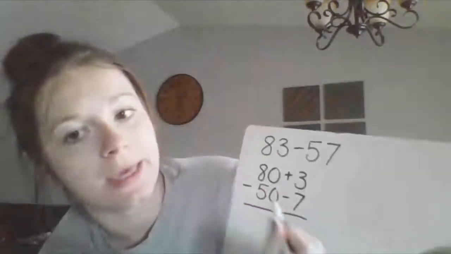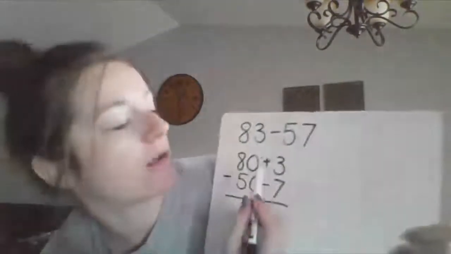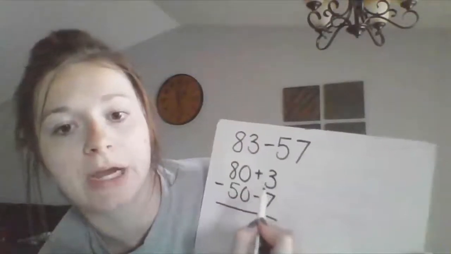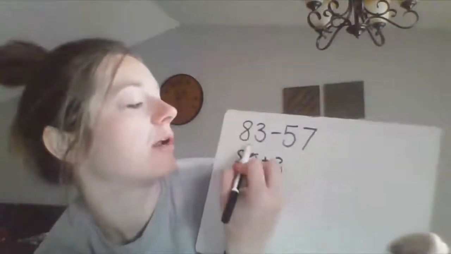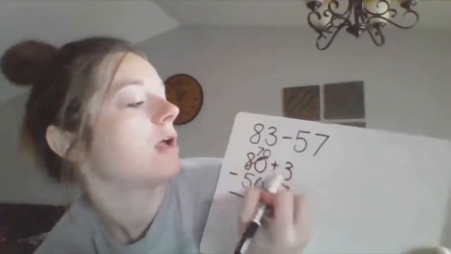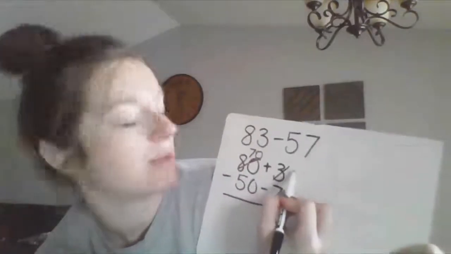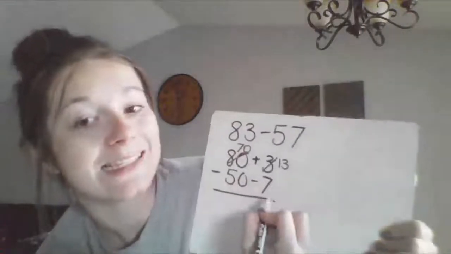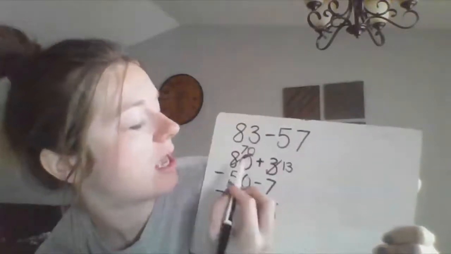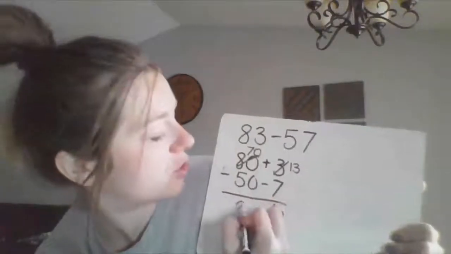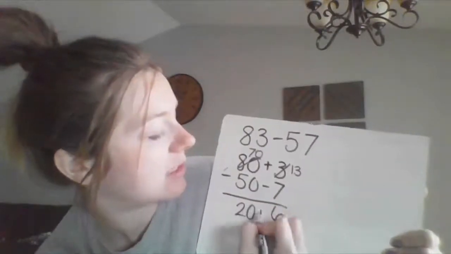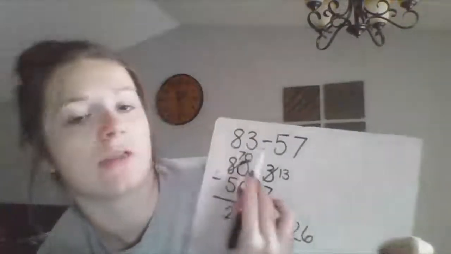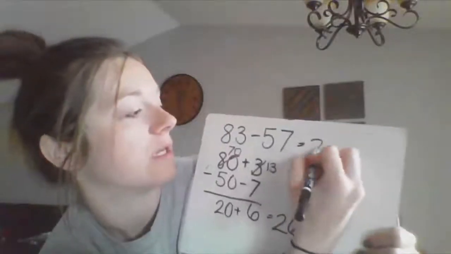So here's my problem again, 3 minus 7. I can't do that. So I need to borrow from my friend or regroup. I need to regroup to make this a bigger number. So I'm going to go next door and borrow 10 and then give it to my ones place over here. So this turns into 13. 13 minus 7 is 6. So this number has 6 ones. And then I have 70 minus 50, which is 20. So this number is really saying 20 plus 6, which we know is the same as 26. So 83 minus 57 equals 26.